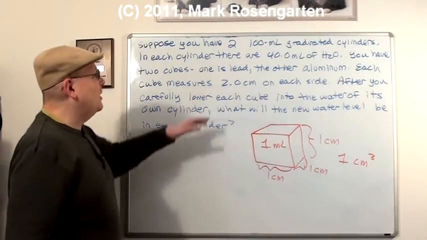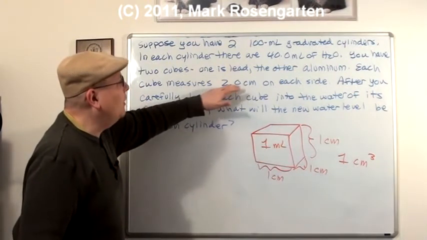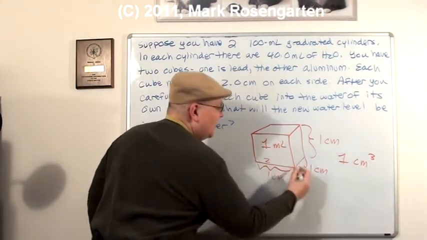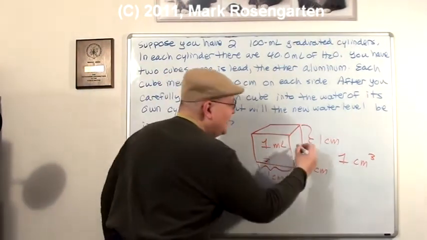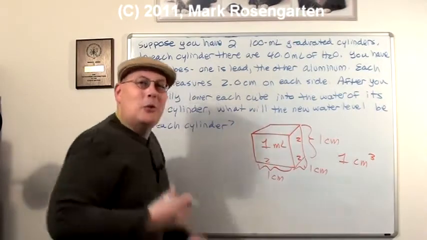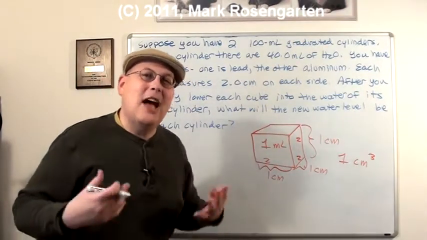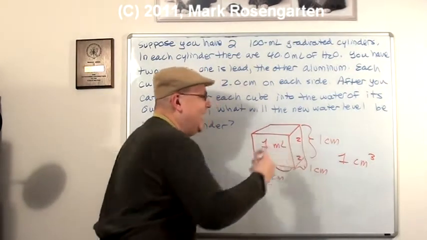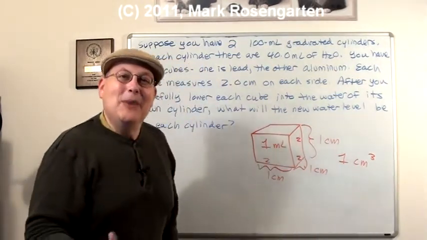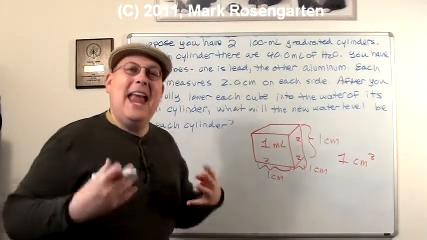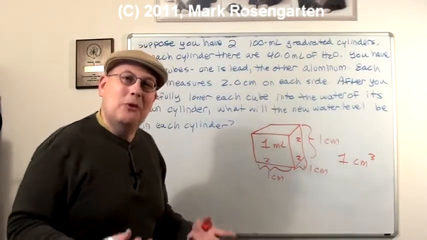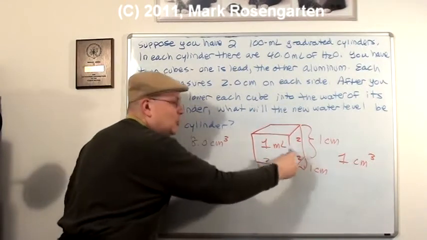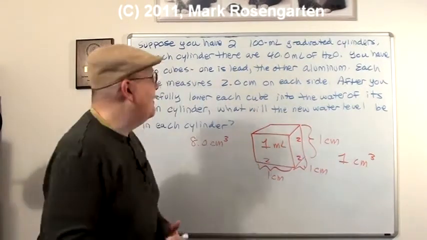So when they say that the cube measures 2.0 centimeters on each side, this side is 2 centimeters, this side is 2 centimeters, this side is 2 centimeters. So all you need is volume equals length times width times height. 2 times 2 times 2 is 8, okay? So the cubes take up 8 cubic centimeters worth of volume. 8.0 cubic centimeters, being 2 centimeters on each side.